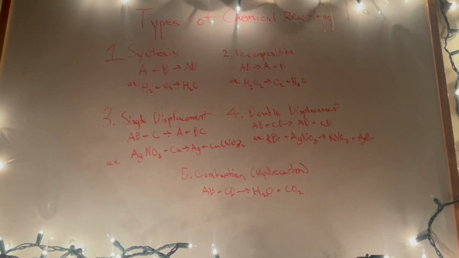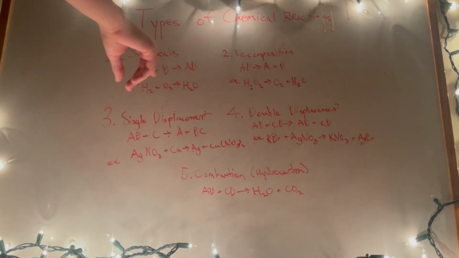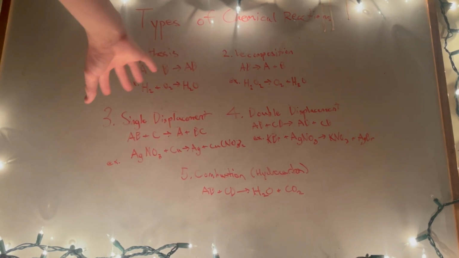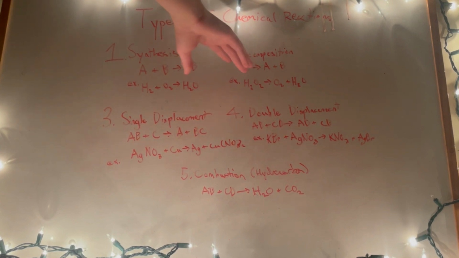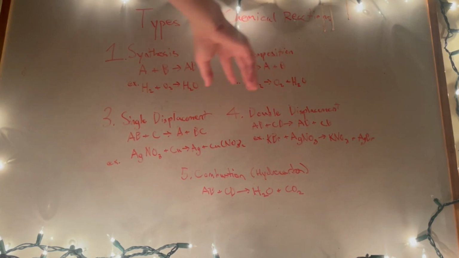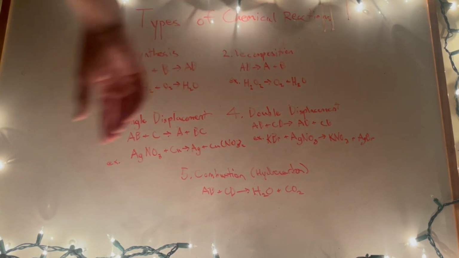For instance, synthesis is your first one. It's just going to be any atom plus any atom equals a molecule. For example, diatomic hydrogen plus diatomic oxygen equals H2O, and that's not balanced. And then there is also the opposite of that, which would be decomposition, and that would just be a molecule that decomposes to 2 different components. For example, hydrogen peroxide will decompose to oxygen and water.